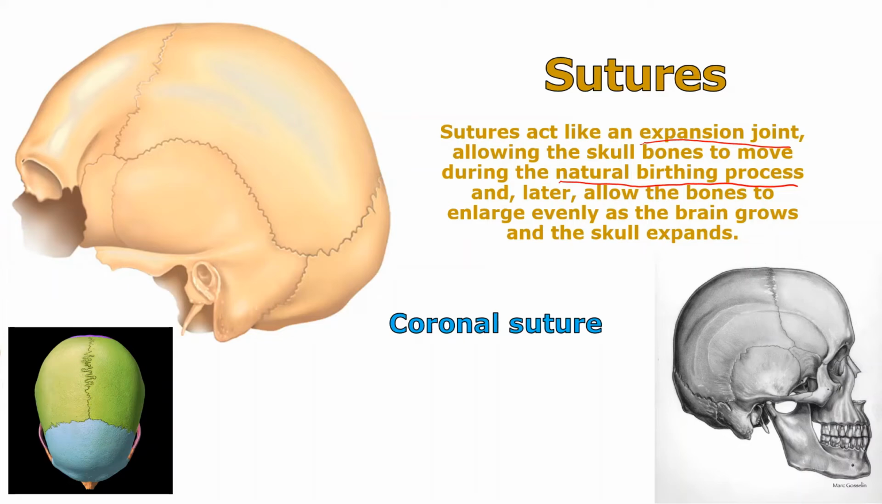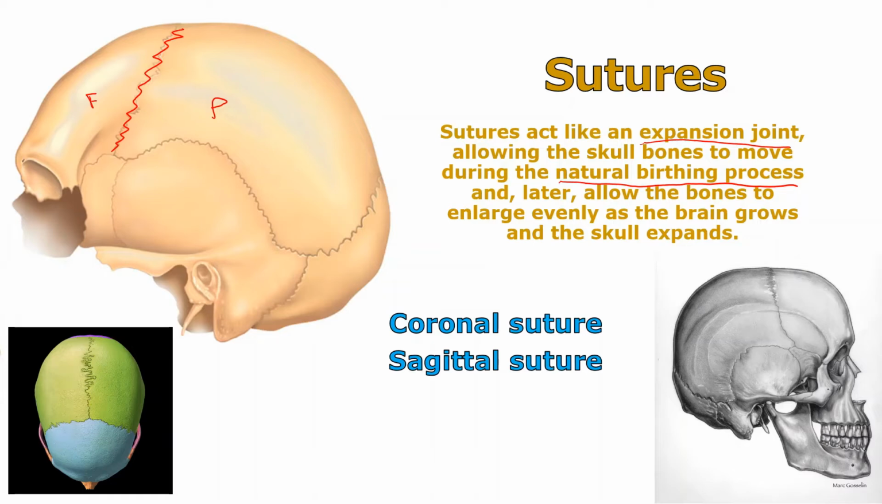All right, the coronal suture. Coronal suture is right here. I'm drawing it in red. It separates, again, the frontal from the parietal bones. Sometimes it's called the frontal suture also, although that can be confusing with another term, so I'm just going to use the term coronal suture.